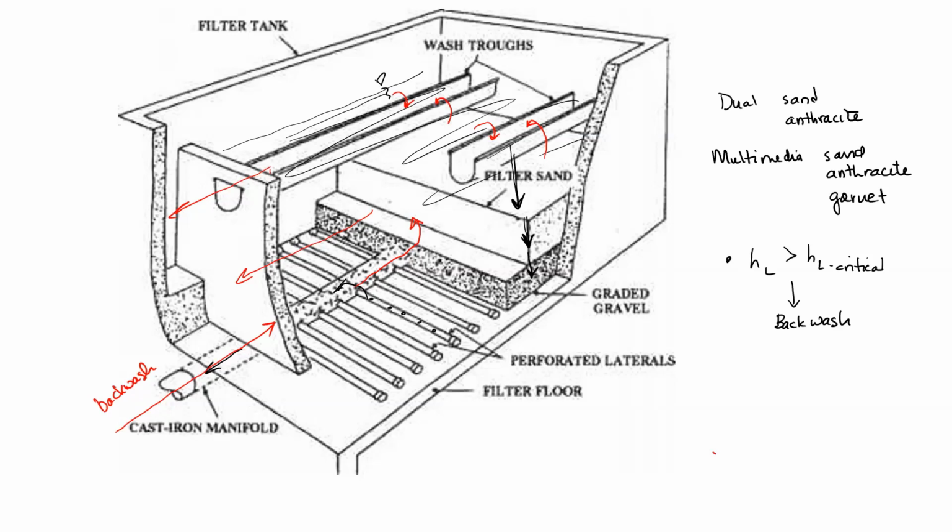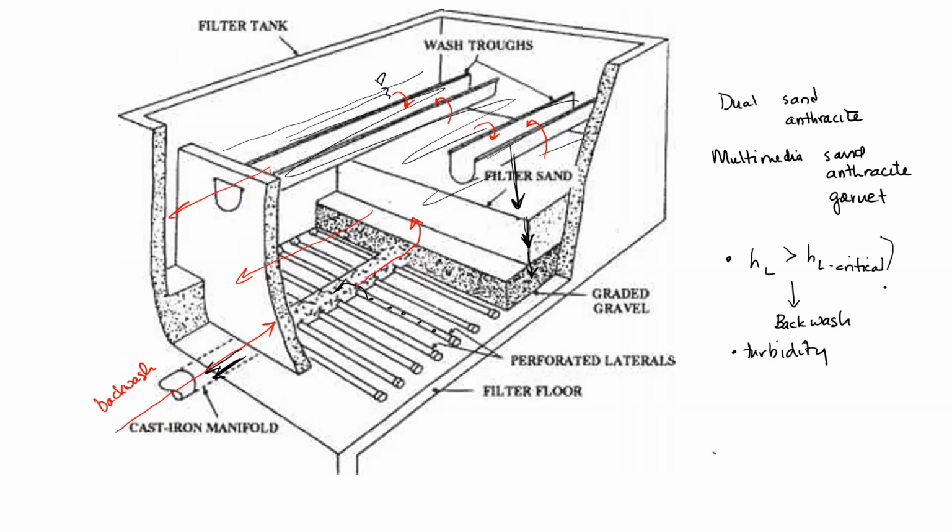So the two criteria that we use to determine when to backwash are critical head loss exceedance, or turbidity. We're required by law under the Safe Drinking Water Act to monitor the turbidity in the effluent. So we're monitoring turbidity in that water. If it exceeds a certain critical value, we backwash.